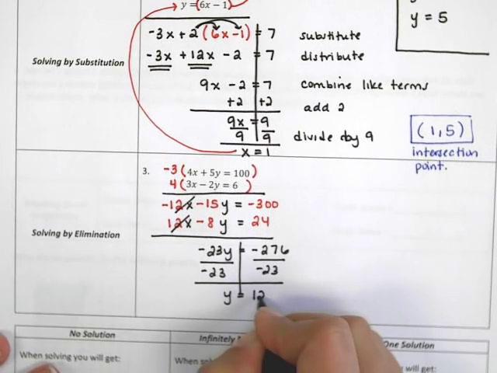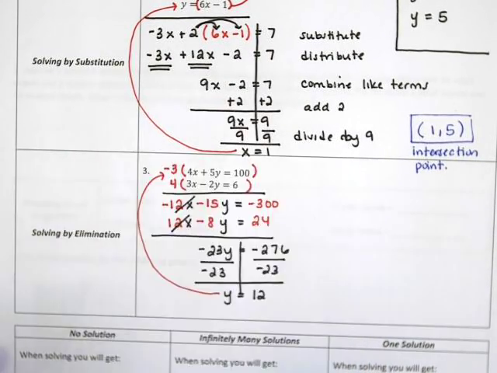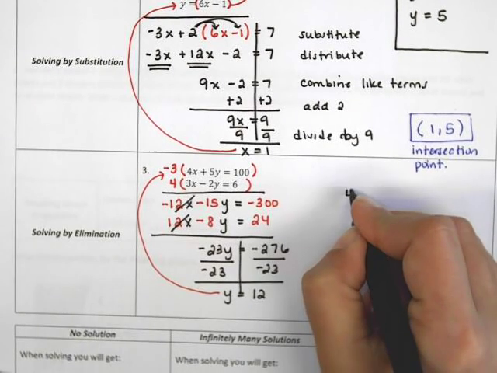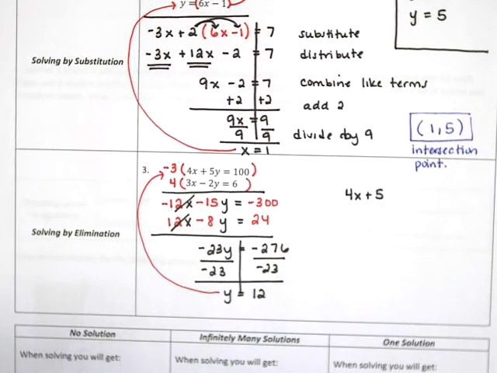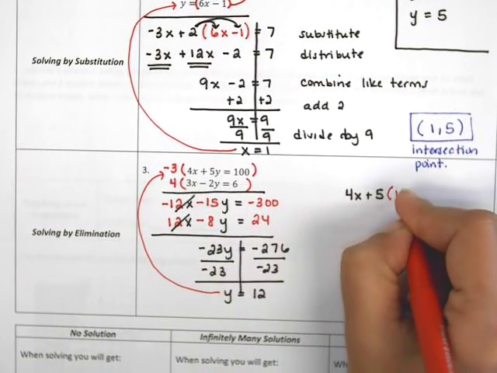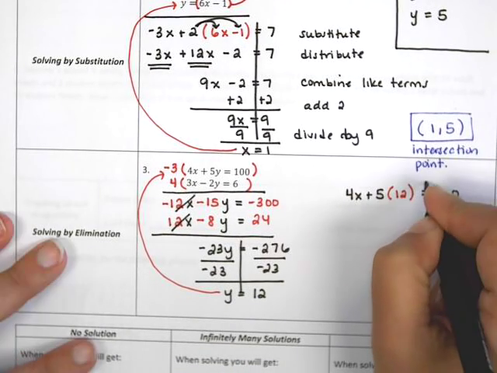Once I know my y, I'm going to take that and plug it back into one of the original equations. I usually use the first one and solve for x. So I'm going to have 4x plus 5 times, instead of y, I'm going to have 12 equals 100. Now I'm going to solve.